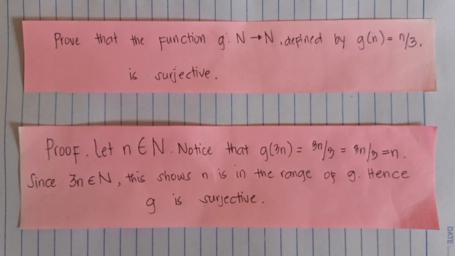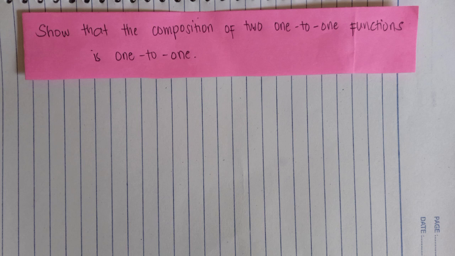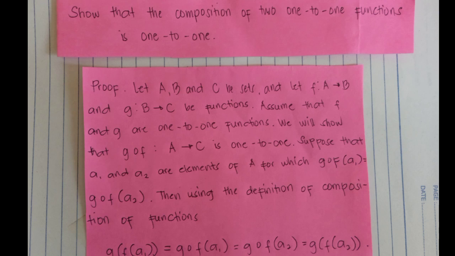Now let's proceed to composition function. Show that the composition of two one-to-one functions is one-to-one. Proof: let A, B, and C be sets and let functions f: A to B and g: B to C be functions. Assume that f and g are one-to-one functions. We will show that g of f, A to C, is one-to-one.